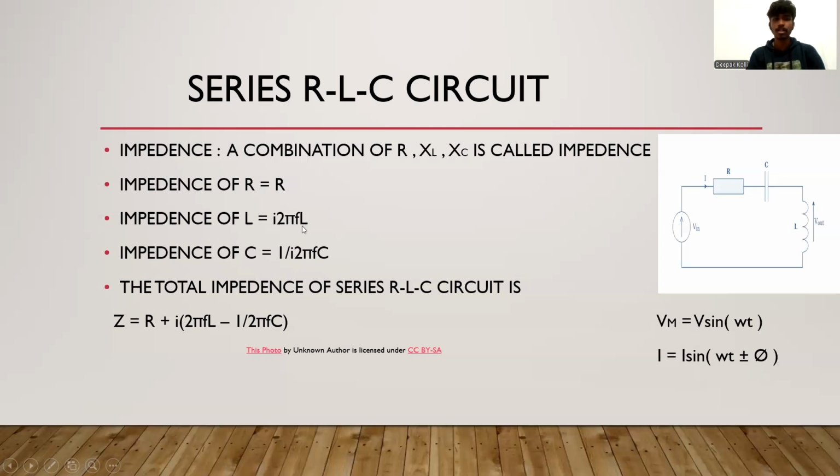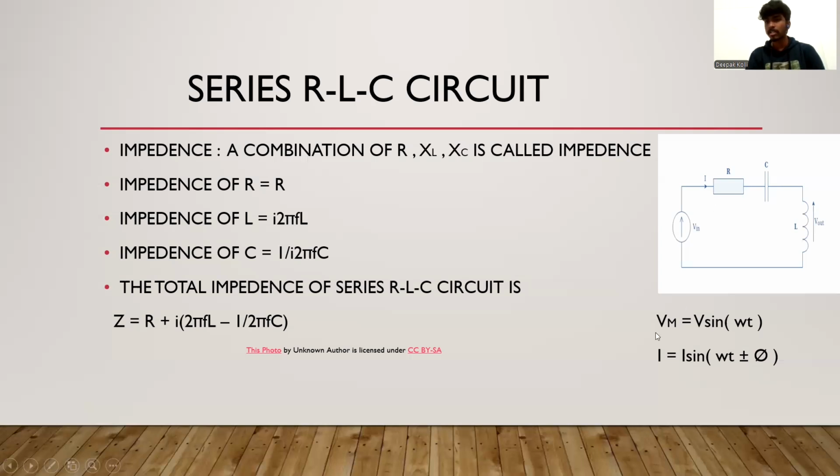If we talk about the full circuit, which consists of R, L, and C connected in series, we indicate the total impedance as Z. Z equals R plus j into 2 pi FL minus 1 by 2 pi FC, or we can also write it as R plus j into omega L minus 1 by omega C. Here we can see the series RLC circuit diagram, where the current will be the same for the resistor, capacitor, and inductor, but the voltage will be divided among them.